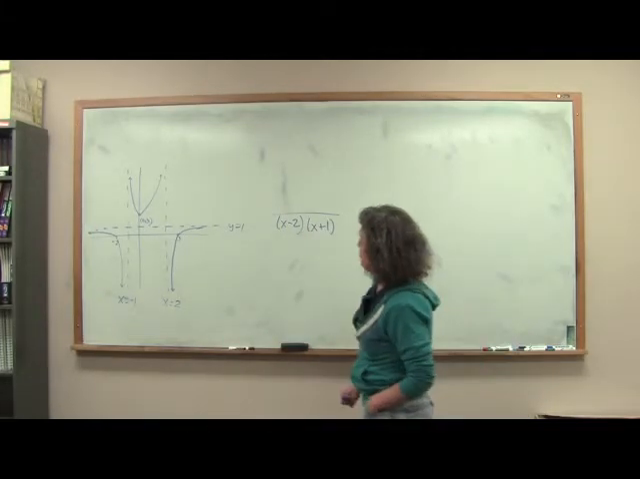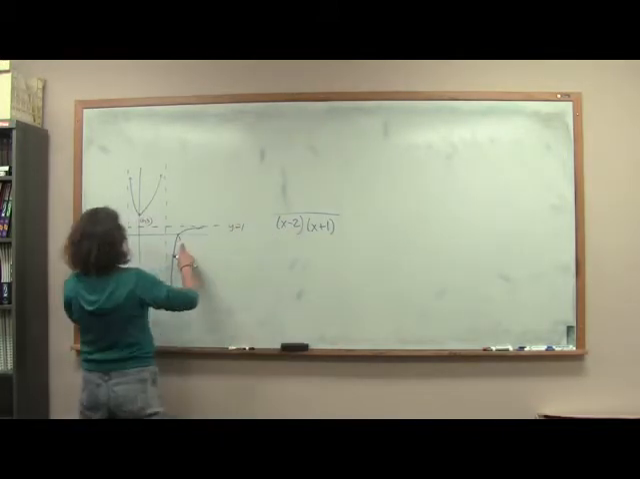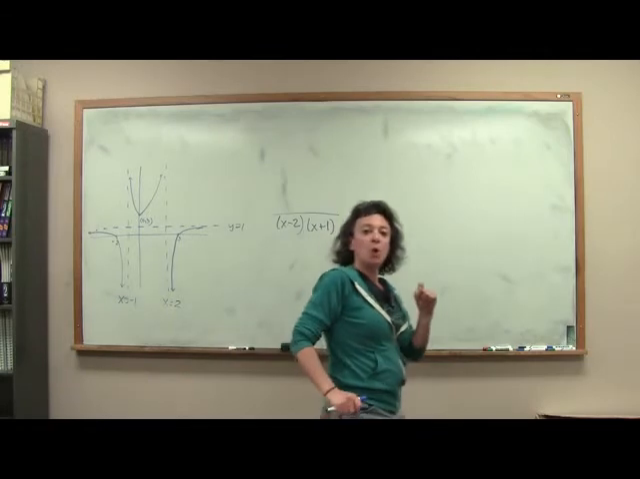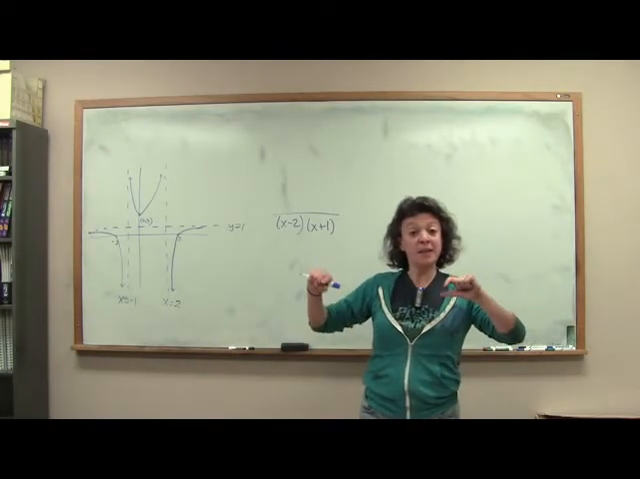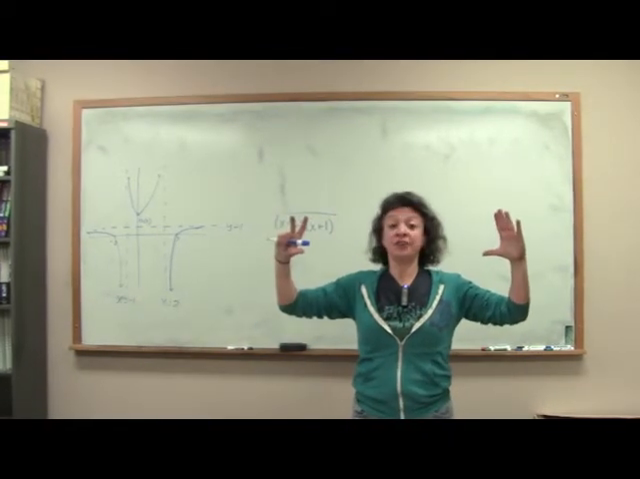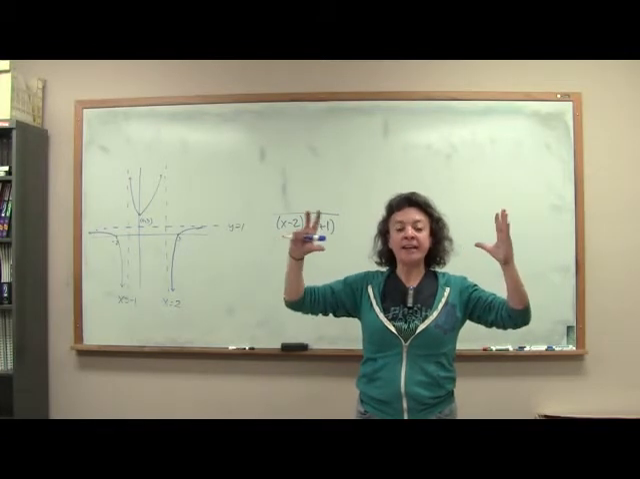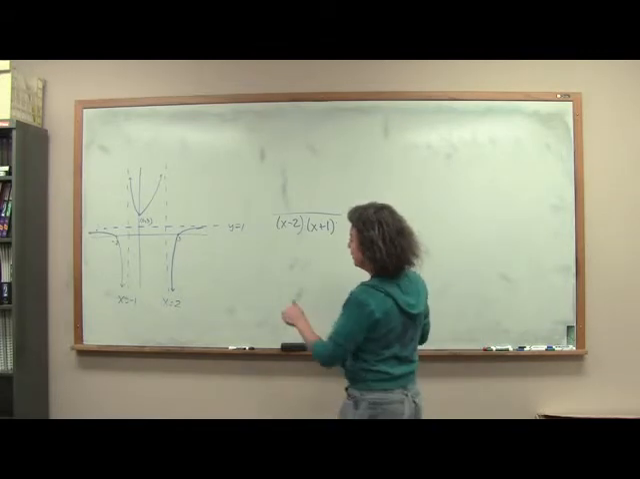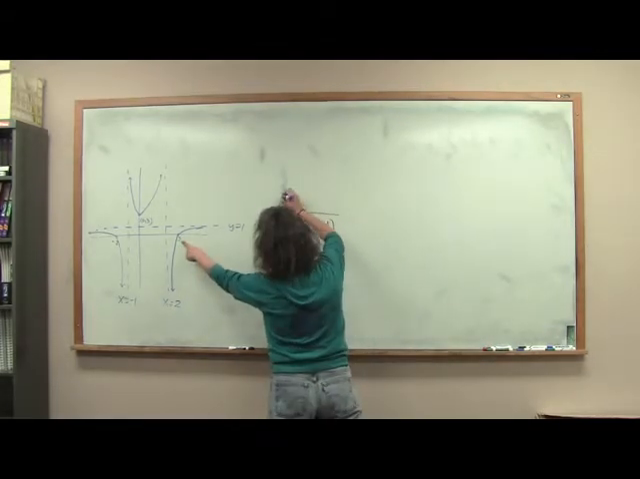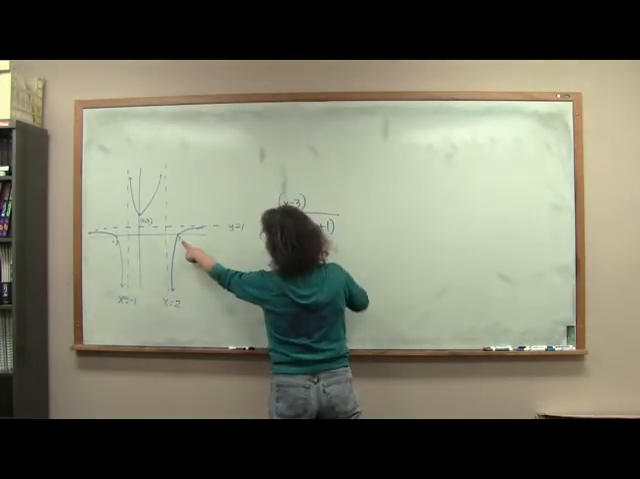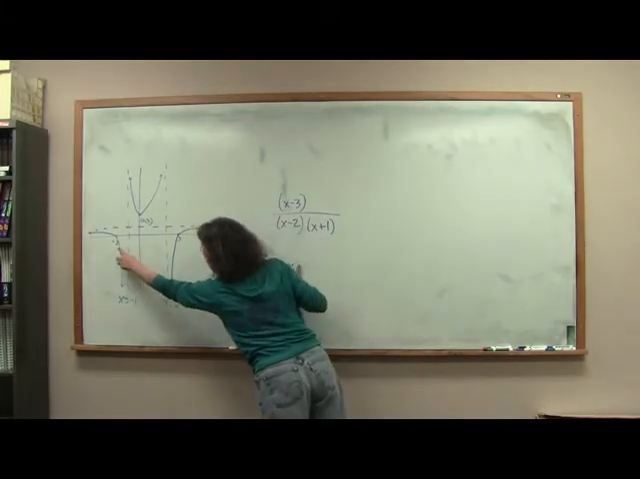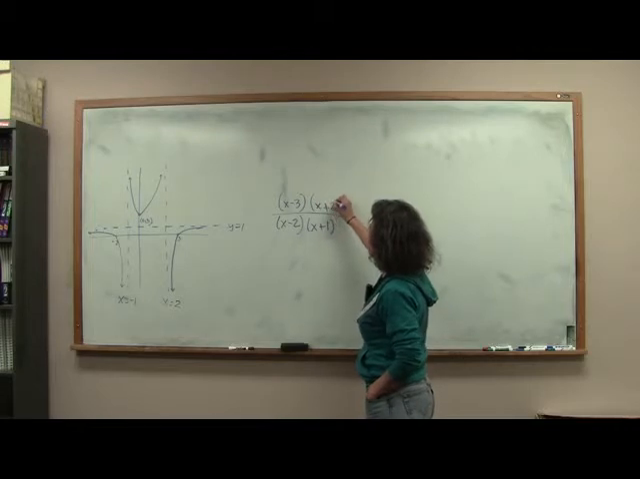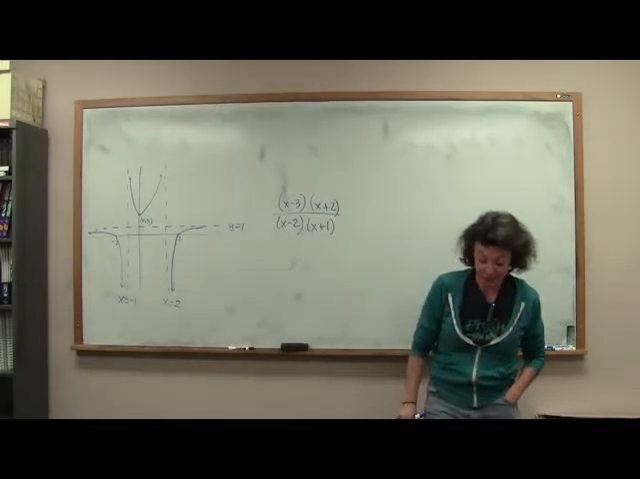Now, notice we have two x-intercepts. How do you find your x-intercepts? Well, the way you find your x-intercepts is you set your function equal to 0. Again, a fraction is only equal to 0 where your numerator is 0. So if 3 makes my numerator 0, x minus 3 is a factor. If -2 makes my numerator 0, that means x plus 2 is a factor.